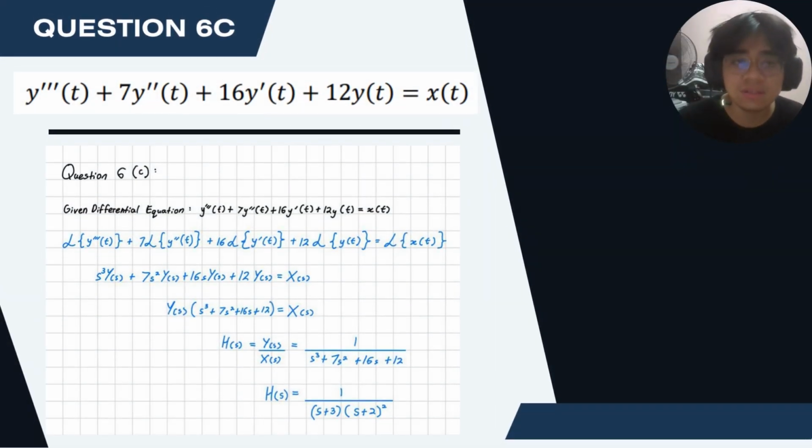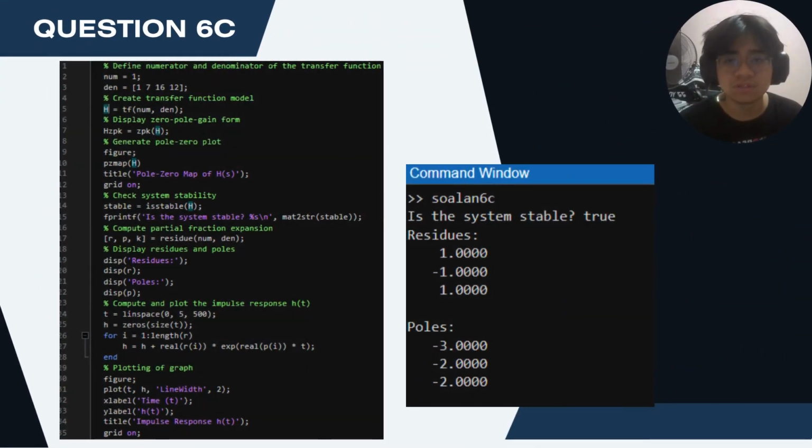So question 6c gives the differential equation as shown in the slide, and we need to derive it manually using Laplace to find the transfer function before we can actually start coding. When we run the code for question 6c, the command window will tell us the system is stable, which is true, and it will tell us the residue, which is 1, -1, 1, and the poles, which is -3, -2, -2.